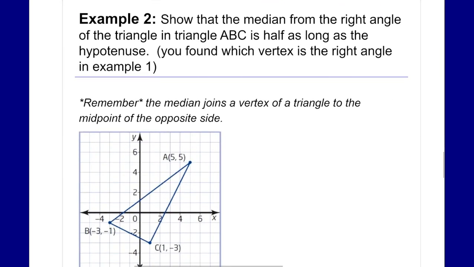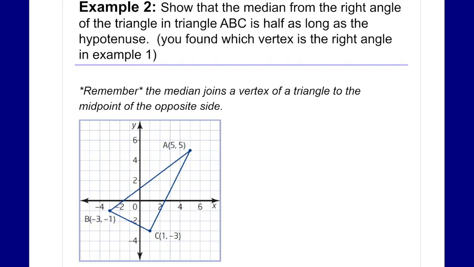Next example, looking at some properties, we want to show that the median from the right angle of the triangle in triangle ABC is half as long as the hypotenuse. Now we found which vertex is the right angle in our previous question. Looking at this diagram as well, if we're told that there's a right angle, we can probably guess which one it is. Our right angle is down here.